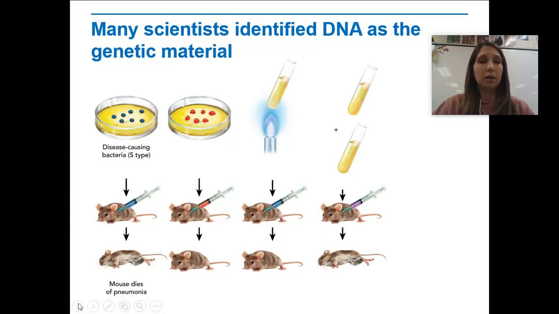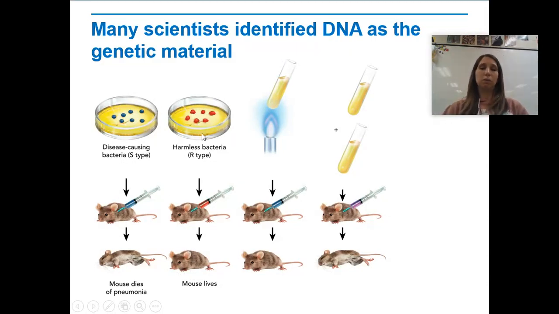Okay. However, if you use this R-type pneumonia-causing bacteria, we don't actually get an active infection. The mouse survives, and it is just generally healthy in that case. And so we see kind of the opposite effect here with that one. And these are what he would call controls, right? These are the things that he would expect to happen.